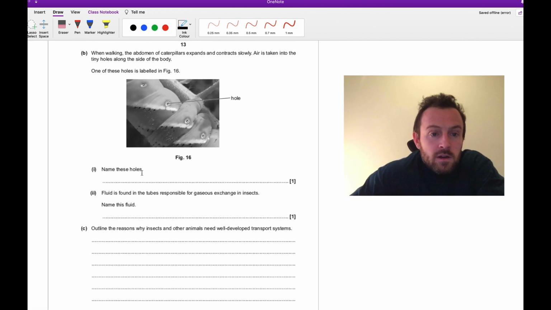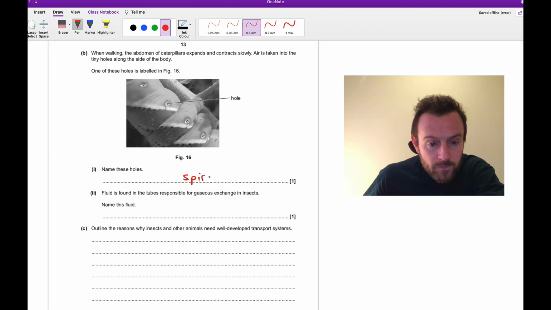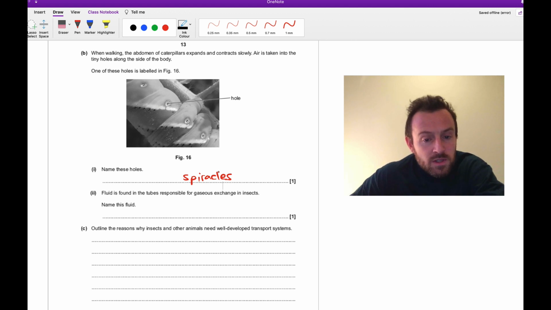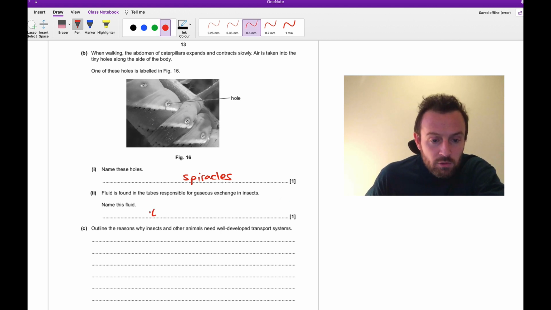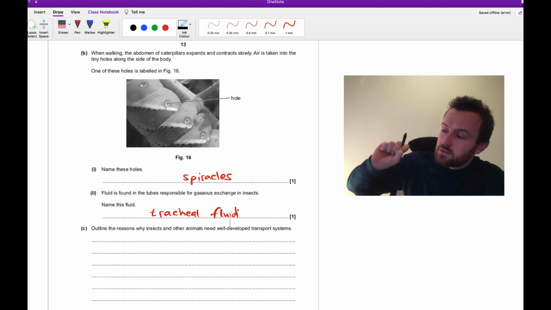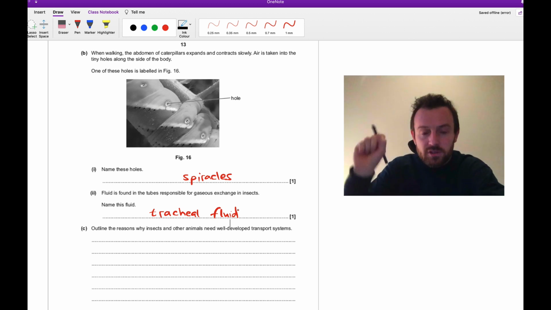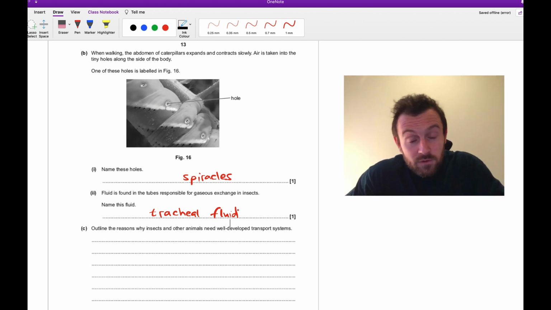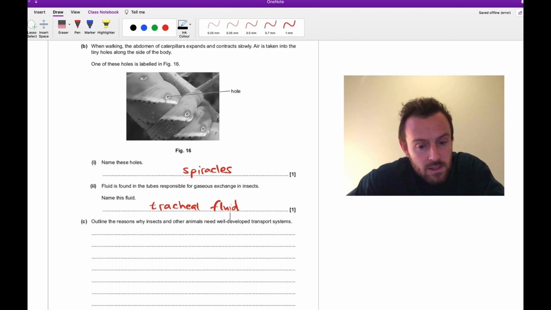When walking, the abdomen of caterpillars expands and contracts slowly. Air is taken into the tiny holes alongside the body. These are called spiracles. Don't need to consult the mark scheme for that one. Fluid is found in the tubes responsible for gaseous exchange. This is called tracheal fluid. And it can be moved into the tracheal system or out, to increase the surface area available for gas exchange or not.